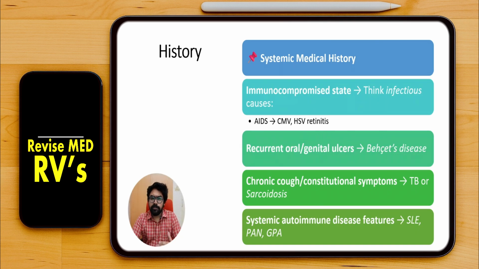And in sarcoidosis, you have to look for bilateral parotid enlargement as well as bilateral ankle arthritis, whether the patient is having any joint pain around the ankle or not. And systemic autoimmune diseases such as SLE, polyarteritis nodosa, GPA, that is granulomatosis with polyangiitis, can also present as retinal vasculitis.